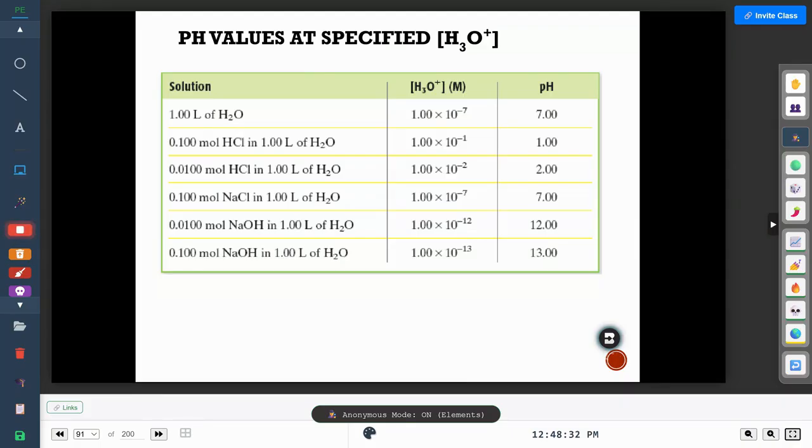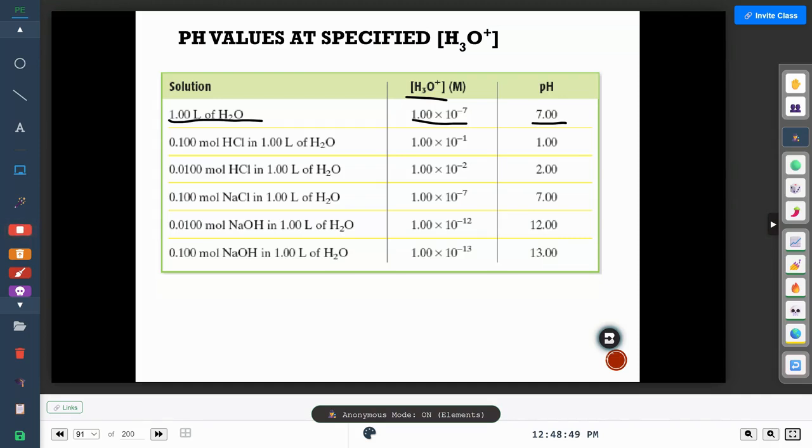Okay, so now let's talk about how we can move from one pH to another and how small of a change it takes. So if we're talking about just 1 liter of water, we know that our pH, if it's pure water, is going to be 7 because we have a hydronium ion concentration of 1 times 10 to the negative 7th. Remember that there's an equal amount of hydronium and hydroxide ions. They're just exchanging back and forth between each other.